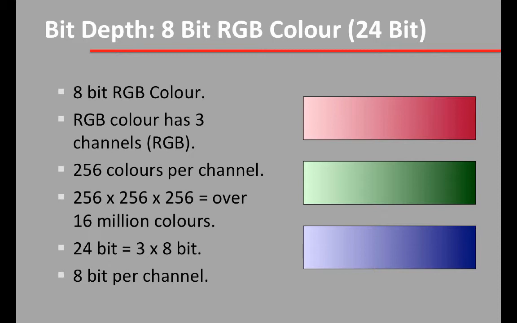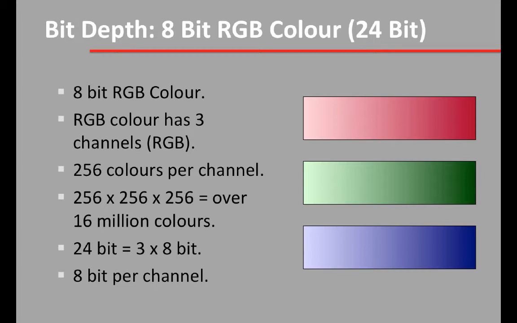When we combine those 3 colors to produce a full color image, we get 256 times 256 times 256, which equals over 16 million colors. So theoretically, not practically, but theoretically, our 8-bit RGB images have 16 million different colors.